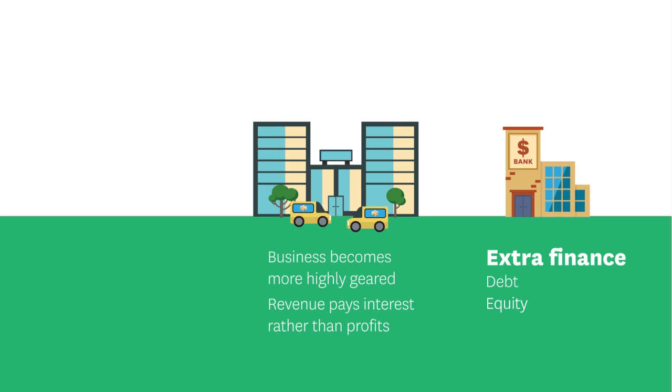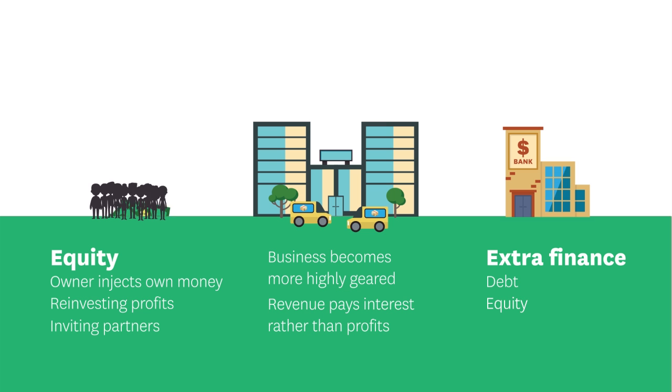The owner could add additional money to the firm by increasing their equity. This can be done by injecting more of their own money into the business or by reinvesting part of the firm's profits. By inviting partners into the business, or by incorporating and selling shares, equity in the business can be sold to raise capital. Growth can also be achieved by what is known as integration.